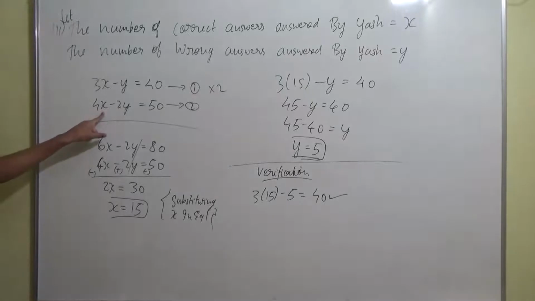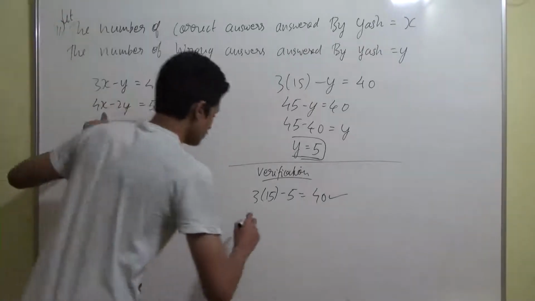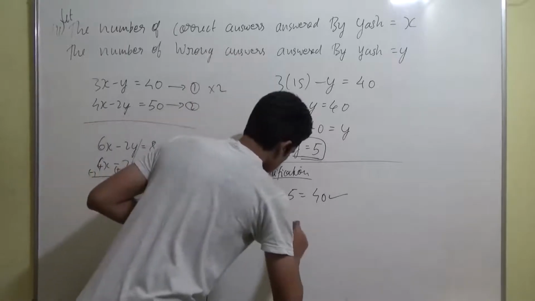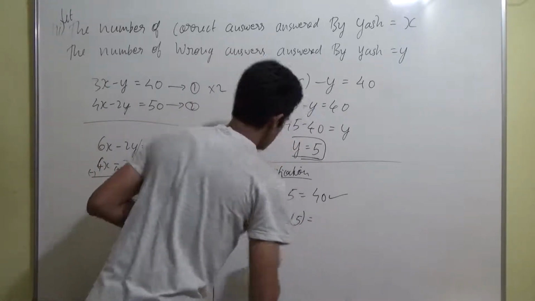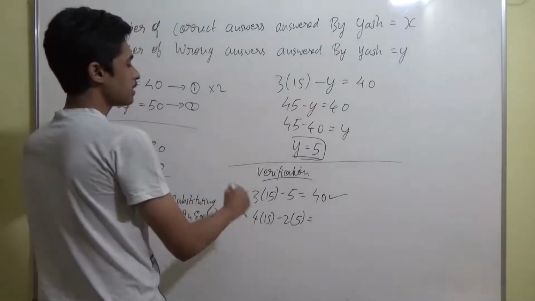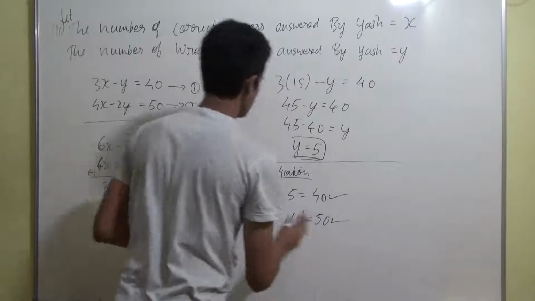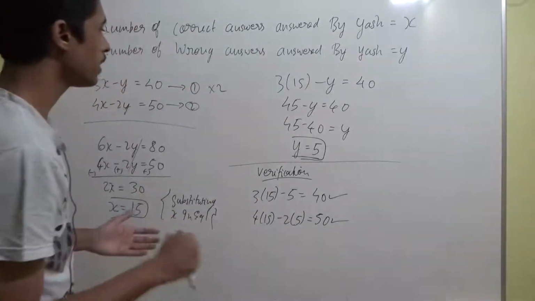Now let's verify with the second equation as well. 4 into 15 minus 2 into 5 becomes equal to 4 into 15 is 60. 60 minus 10 is 50. Right. So it's also verified from equation 2. So verification is done, guys.